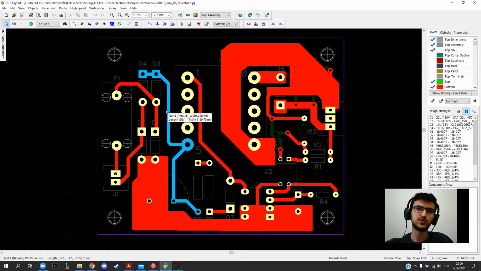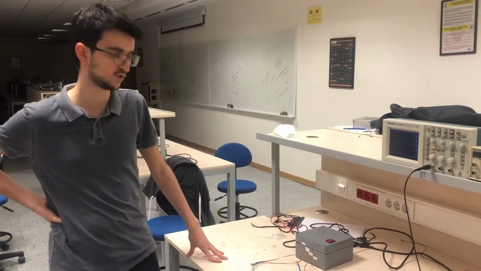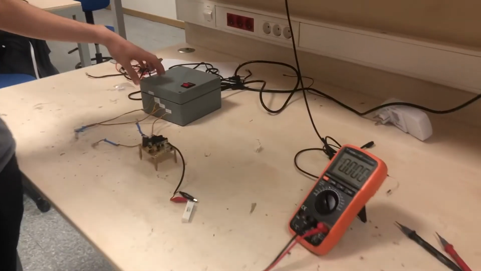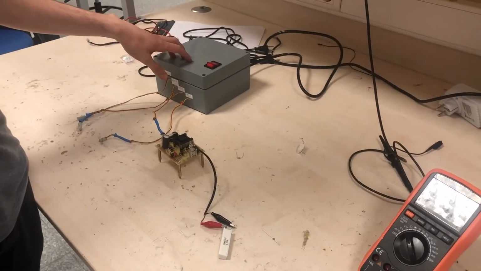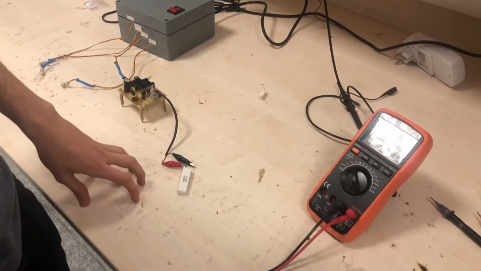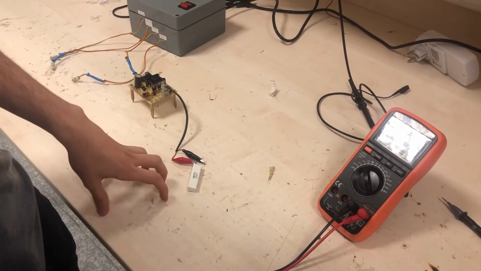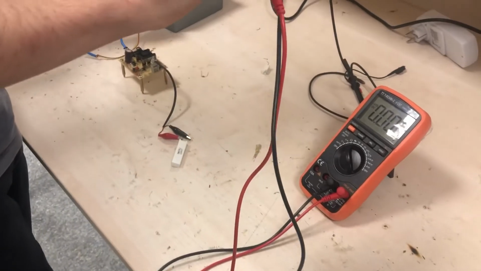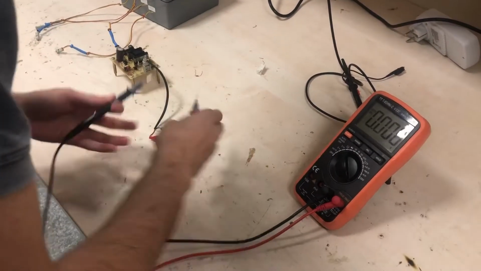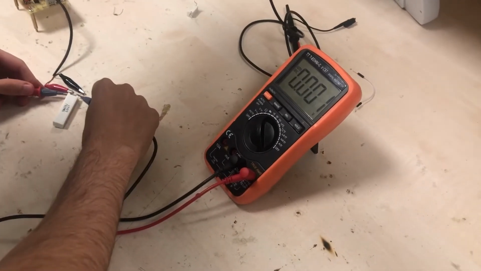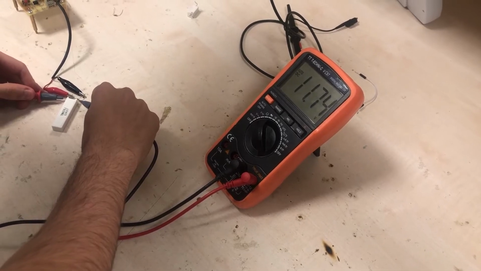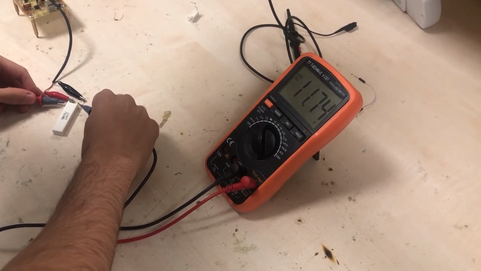Now I will demonstrate the demo of my flyback converter circuit. This is 220 volt AC and I will supply my circuit with this, and I hope to get 12 volts DC at the output. Now I'm opening the supply. Now I'm measuring. As you can see, it is 11.74 and it is close to 12.